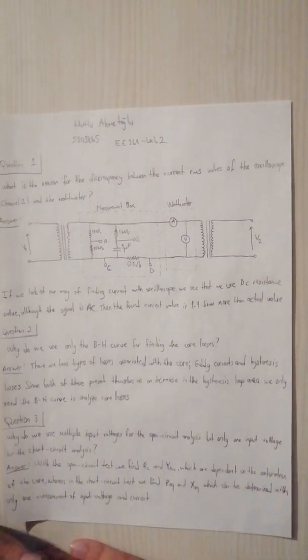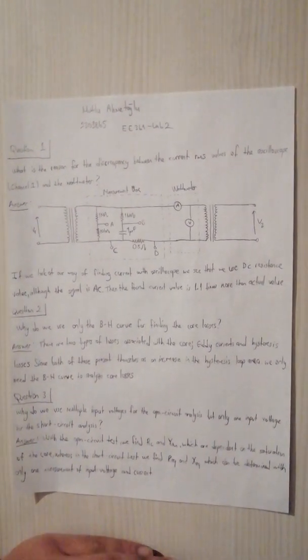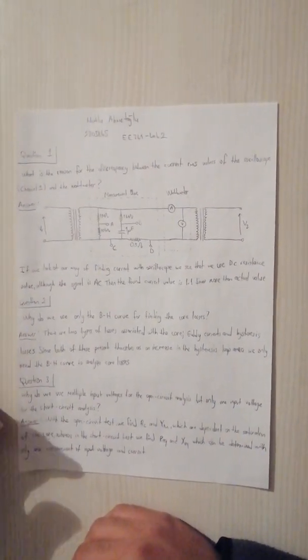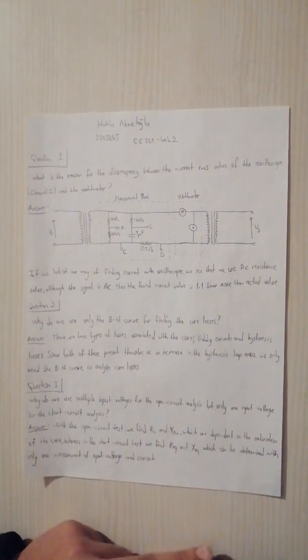But for the short circuit test, we find R equivalent, the equivalent resistance of the copper wires, and X equivalent, the inductance associated with the leakage flux. And we see that both of these values do not depend on whether the core is saturated or not. So that's why we only need one voltage measurement and current measurement, to find the input power, so that we can find R equivalent and X equivalent.